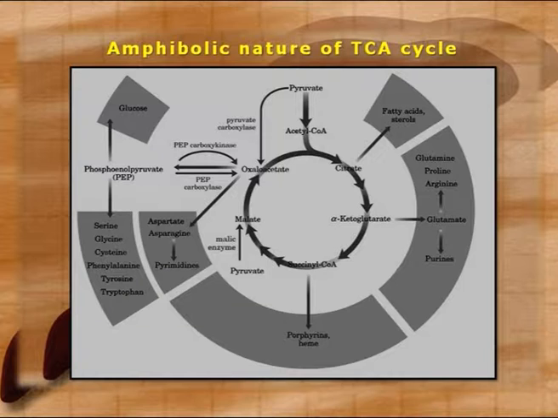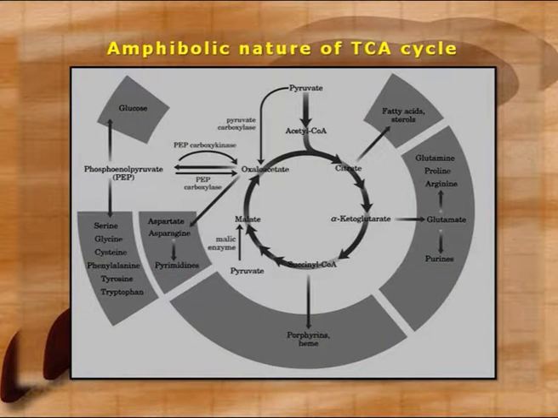We have already discussed how the TCA cycle is involved in catabolism. Now, we will discuss the anabolic pathways. The alpha-ketoglutarate and oxaloacetate produced as intermediates of the TCA cycle serve as the precursor molecules for a number of biosynthetic pathways. Like from alpha-ketoglutarate and oxaloacetate, the amino acids glutamate and aspartate are formed.